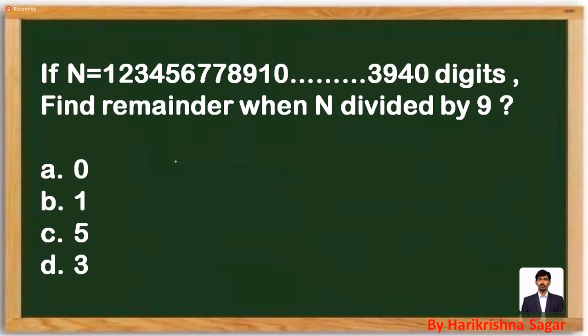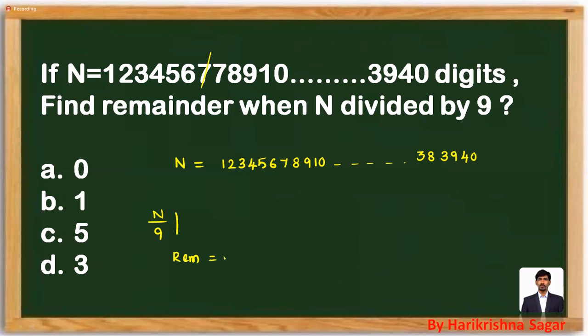Similar question, but here the number is 1, 2, 3, 4, 5, 6. There is a printing mistake, only one 7 is there. 6, 7, 8, 9, 10, and so on, 38, 39, 40 is the given number. The question is, when we divide by 9, what is the remainder?